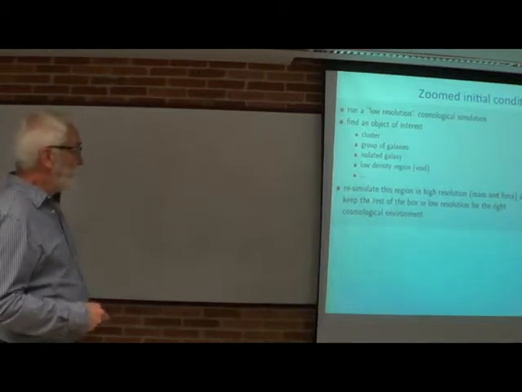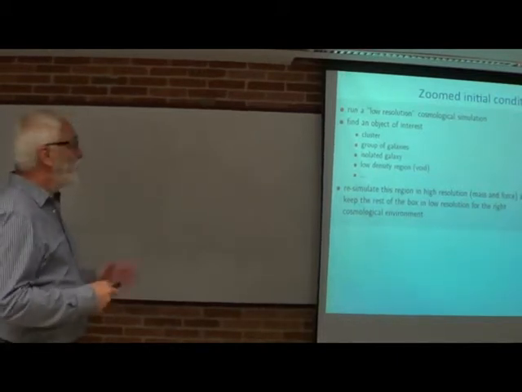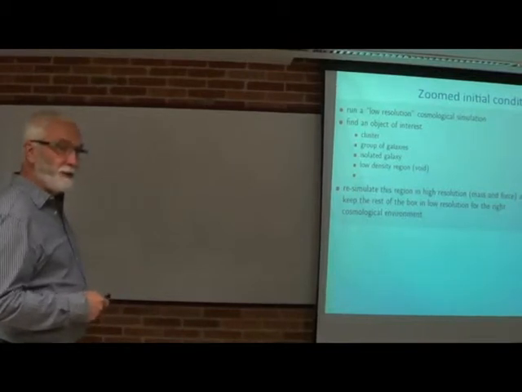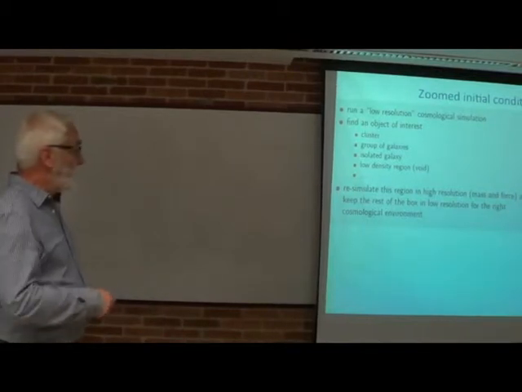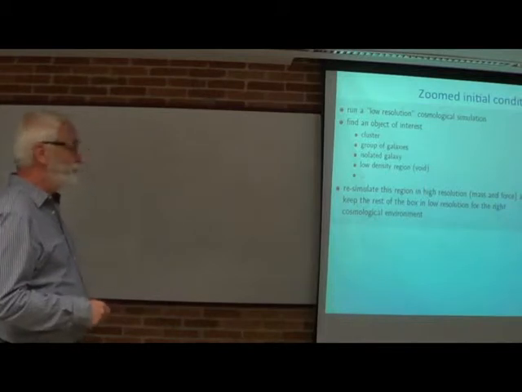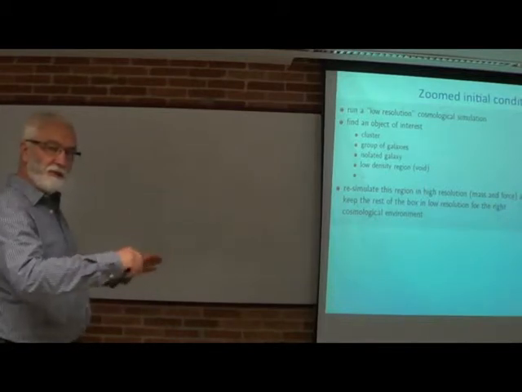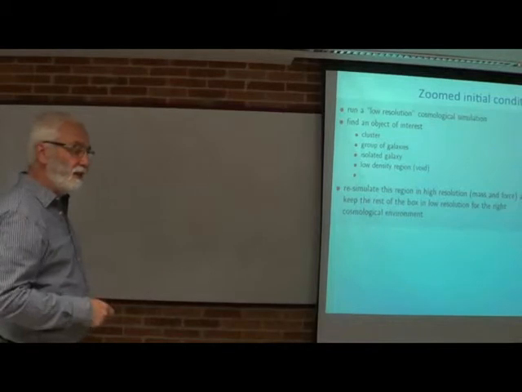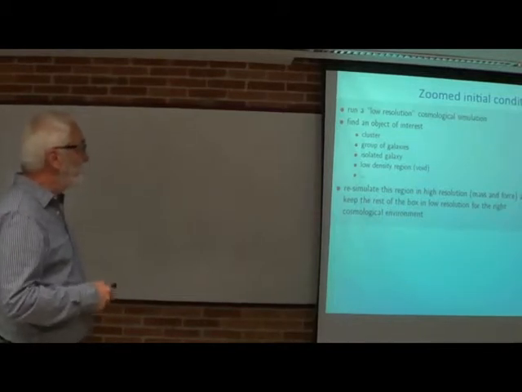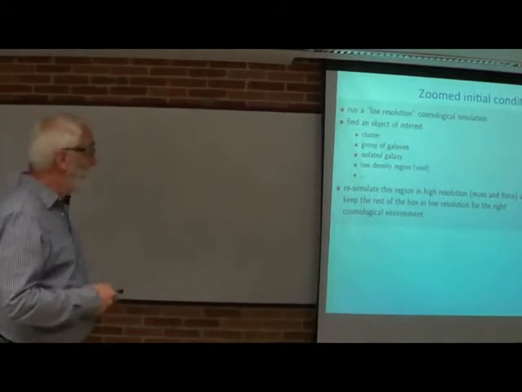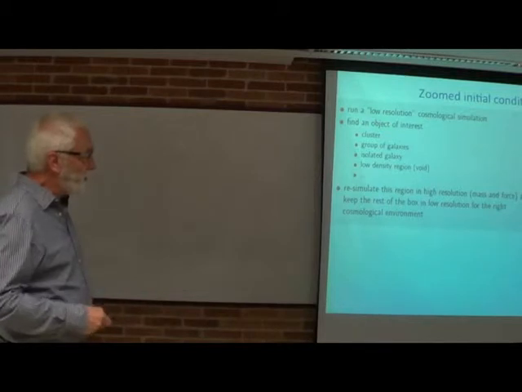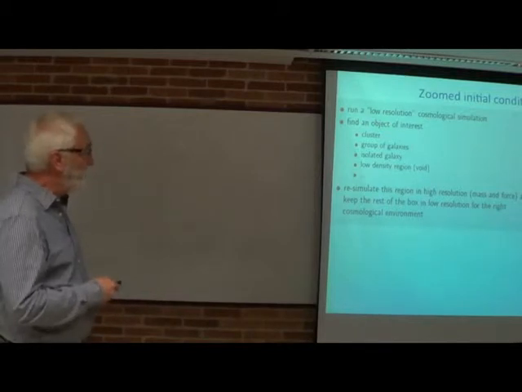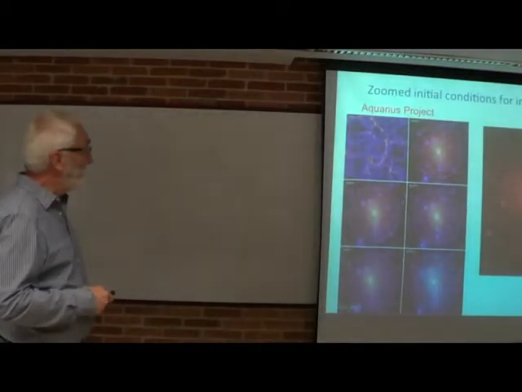Then you resimulate this region in high resolution with high mass and force resolution, both of course, and keep the rest of the box in low resolution. So you have the right cosmological environment. This is different from what we discussed 2 days ago after the talk. And this is the way how you can get very high resolution in a certain region. And again, also this has to be done in parallel.